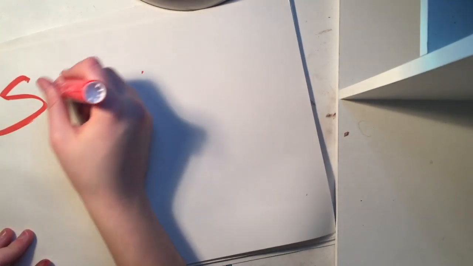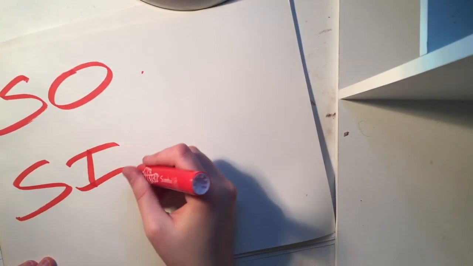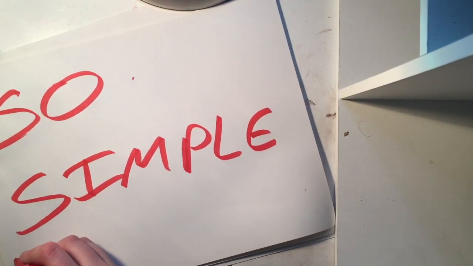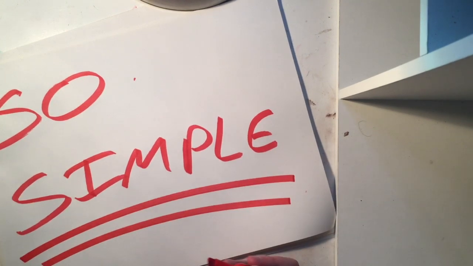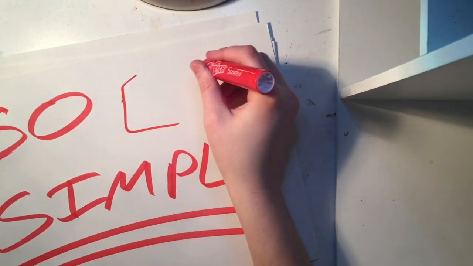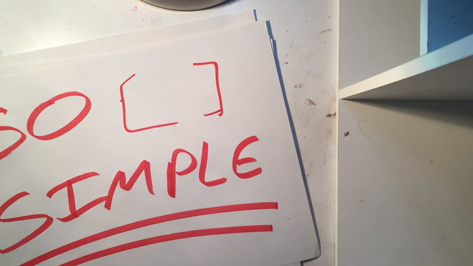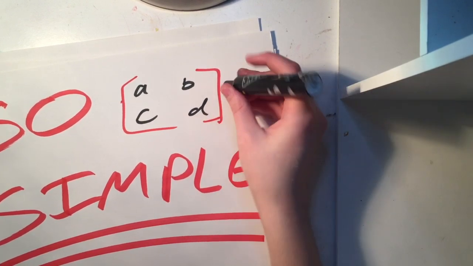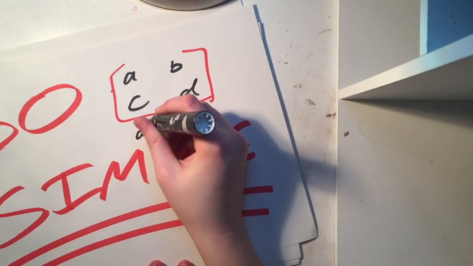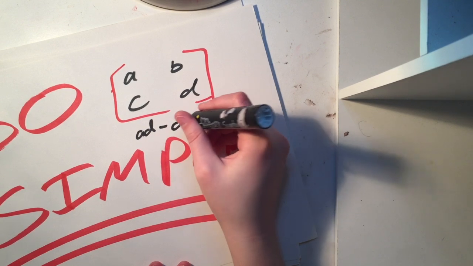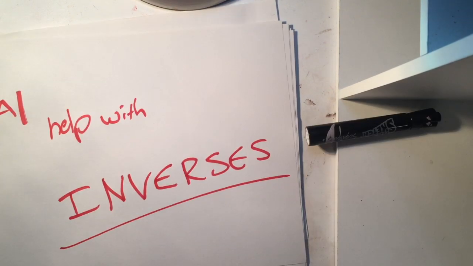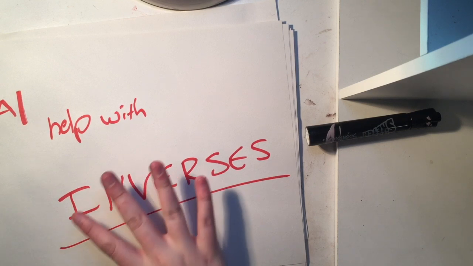So it's so simple. And I mean it. Like, how simpler can you get with just a 2 by 2? Again, here, let me write this out for you kiddos that like equations. It is A and D minus C and B. It's that simple. So determinants help with inverses.